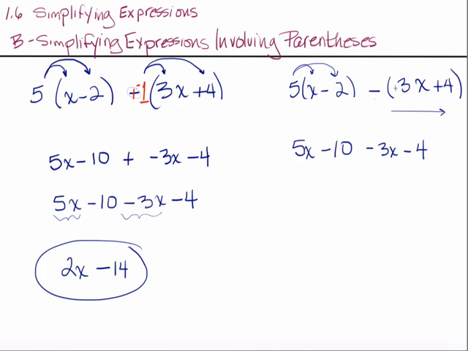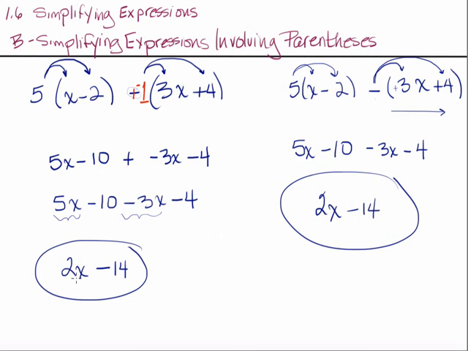A third way is just to think of distributing the negative. Rather than thinking of distributing a negative 1, for example, you can simply think of distributing the negative sign itself. Minus 3x minus positive 4. Either way, you should end up with this. And then you can continue. The 5x minus 3x is 2x. Minus 10 minus 4 is minus 14. So again, I get the same answer as I did in this version.